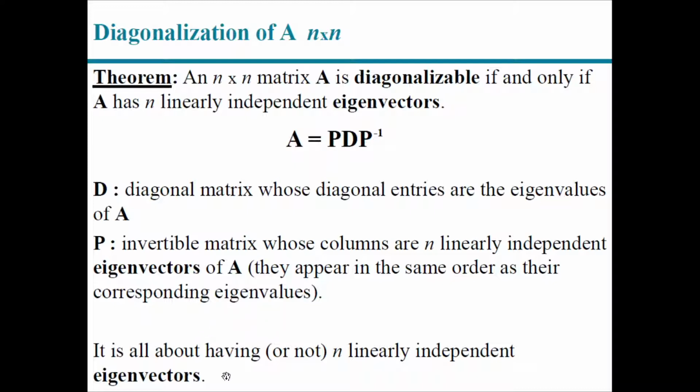So it's all about eigenvectors. Do I have n linearly independent eigenvectors? Yes or no? If I have a matrix 2 by 2, do I have two linearly independent eigenvectors? If I have a matrix 3 by 3, do I have three linearly independent eigenvectors? If a matrix is 7 by 7, do I have 7 linearly independent eigenvectors? If I do, then the matrix is diagonalizable. If I don't, well, it's not. Simple, simple, simple. It's all about eigenvectors.